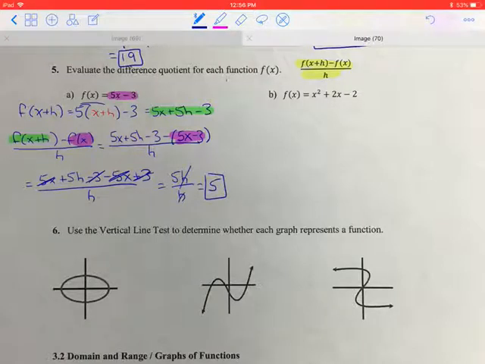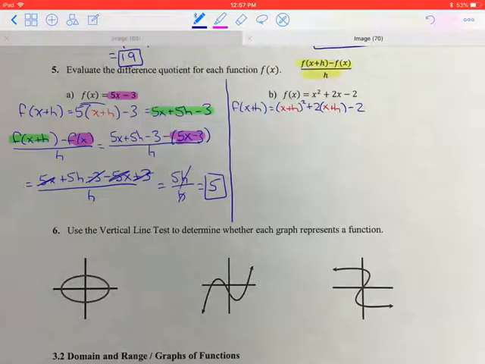All right, now part B is a little bit more complicated because I have a squared term. So I'm going to start just like I did the other problem. I want to go ahead and figure out what is f of x plus h. So everywhere I have an x, I'm going to put open parentheses. And then I'm just going to go back, and everywhere I had an x, I'm going to put an x plus h.